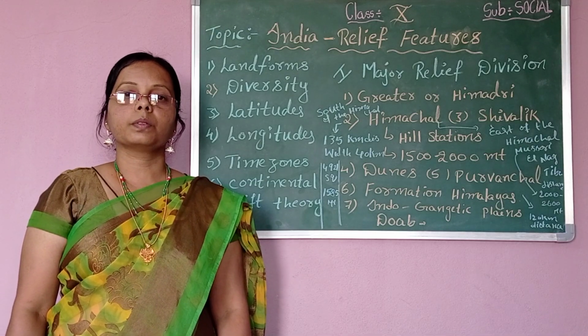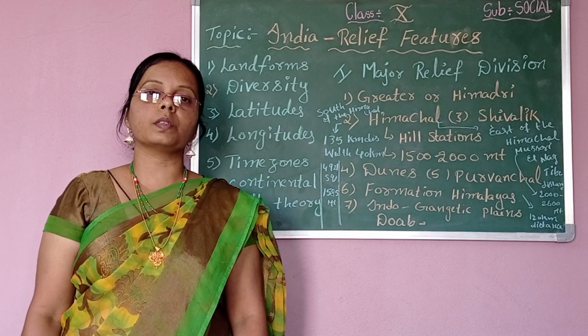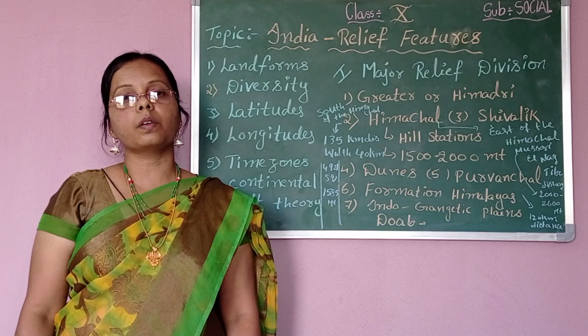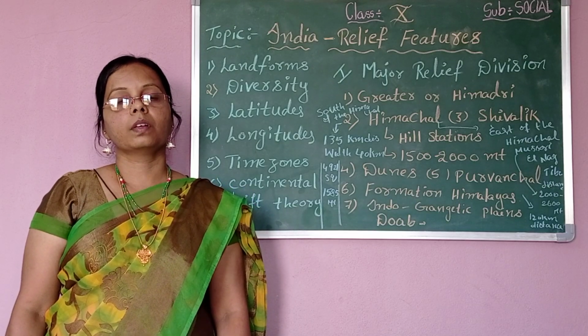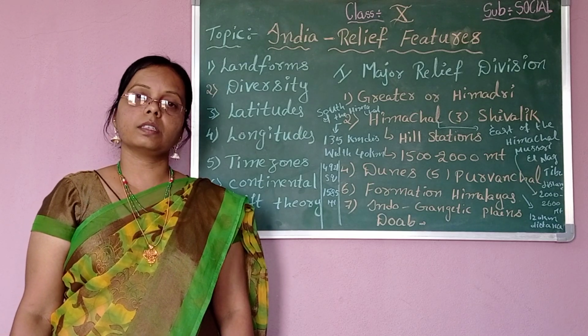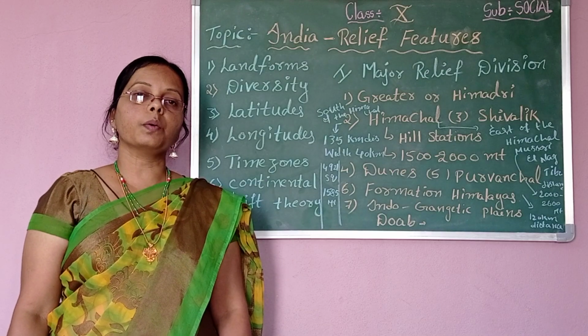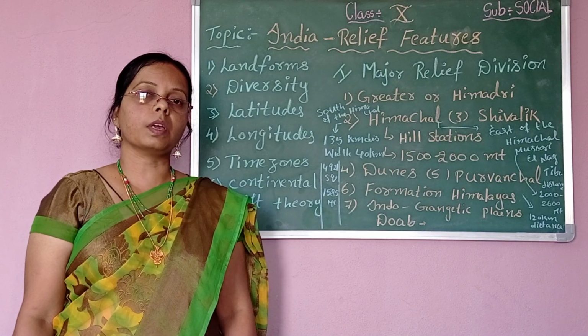And we have three orders of landforms. First order landforms are oceans and continents. Second order landforms are mountains, plains and plateaus. Third order landforms are gorges, valleys and sand dunes. So in this topic, we are going to discuss the second order landforms. Okay, this is clear.